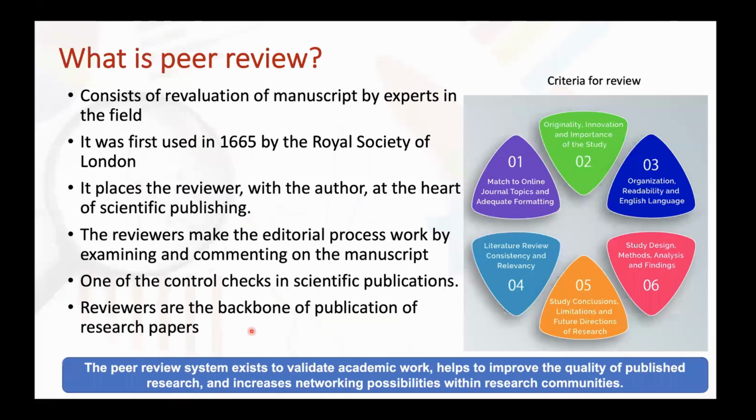then the peer review process. What is actually a peer review process? Normally every journal will have a set of experts called reviewers in a particular field, and the term peer review was used in 1665 by the Royal Society of London, and it places the reviewer with the author at the heart of scientific publishing. So this is the central essence of a good journal.